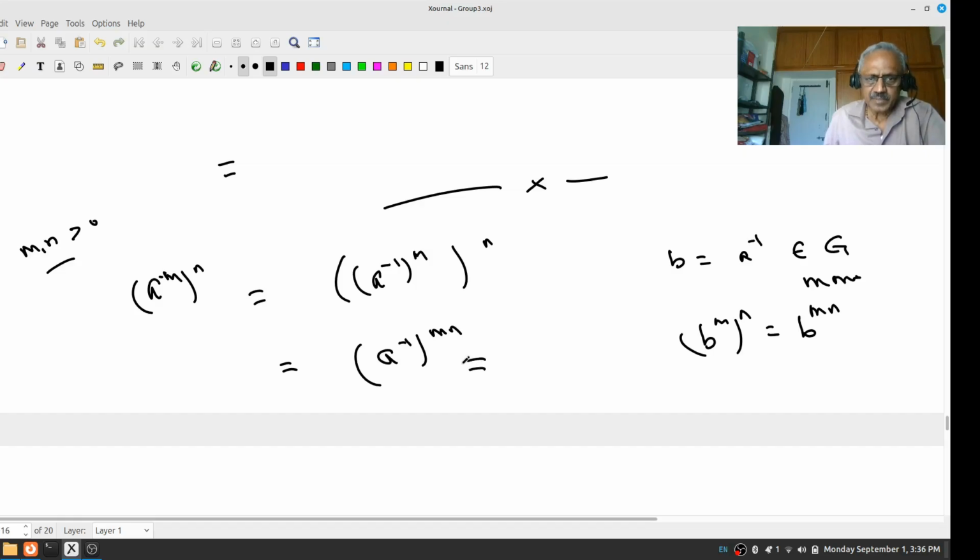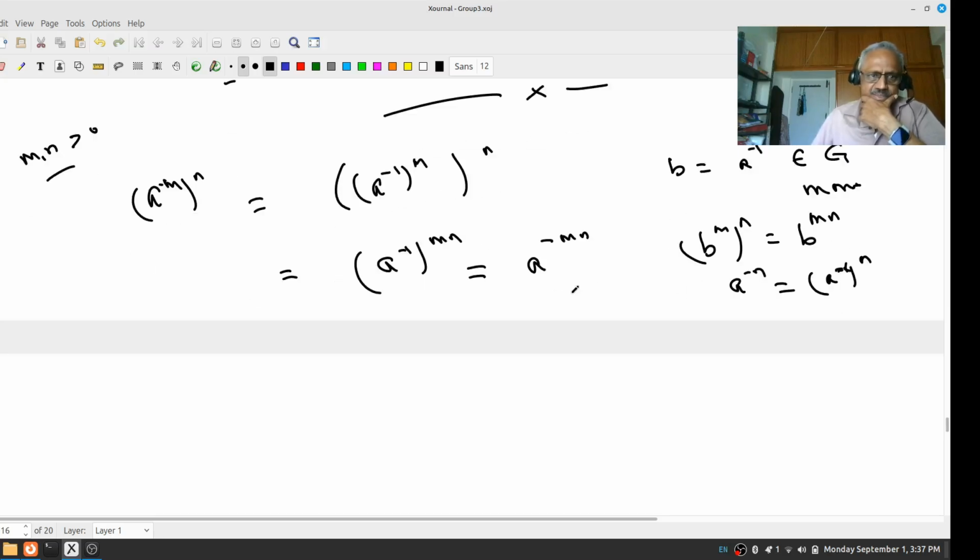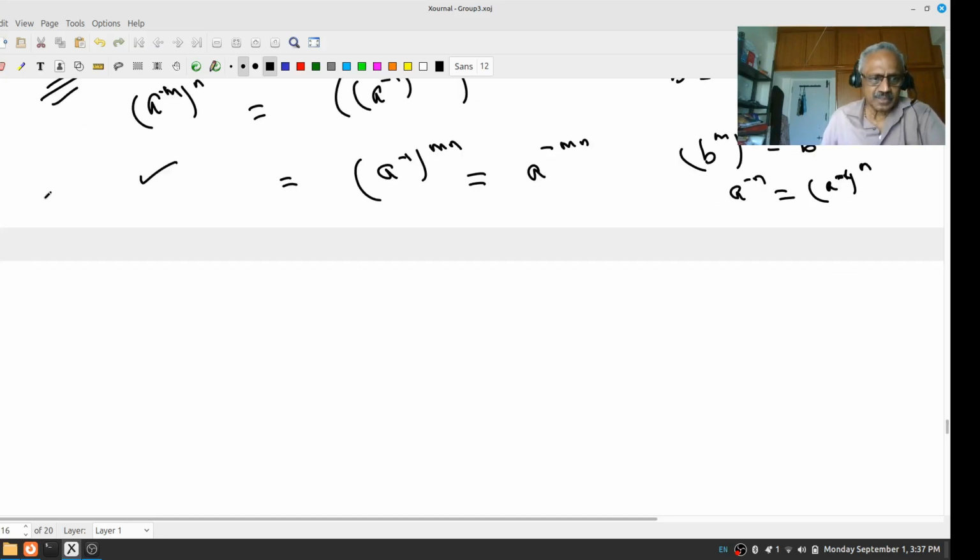But then this by definition is a to the power minus mn. Right? Because what I have seen, a to the power minus n is the same as a inverse to the power n, if a is invertible or a unit. Is that clear? Okay. So we proved it for the case both are positive. Sorry for that goofing, but it's okay.